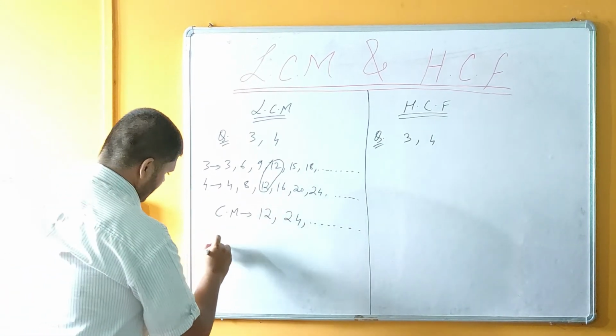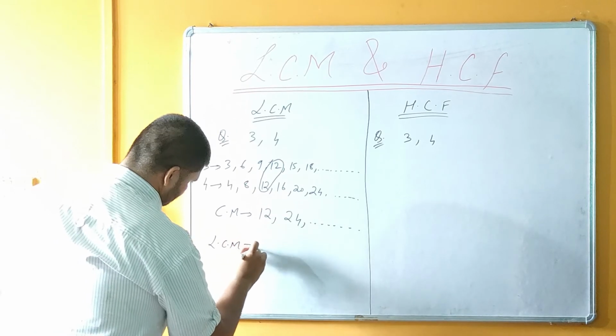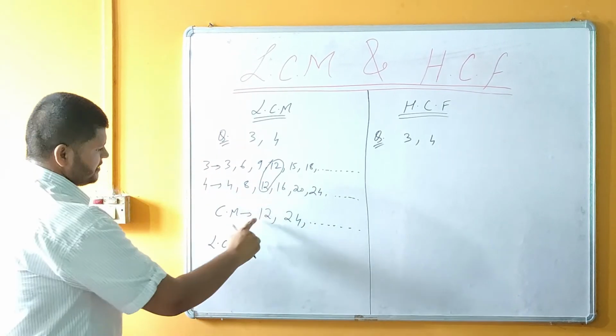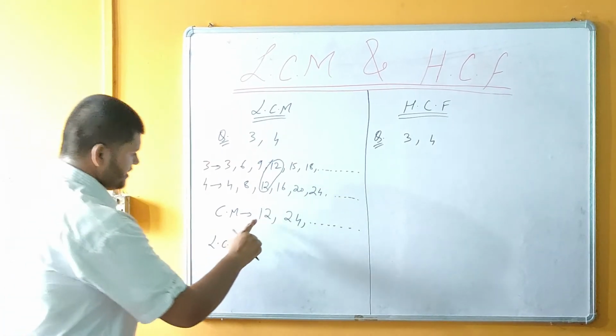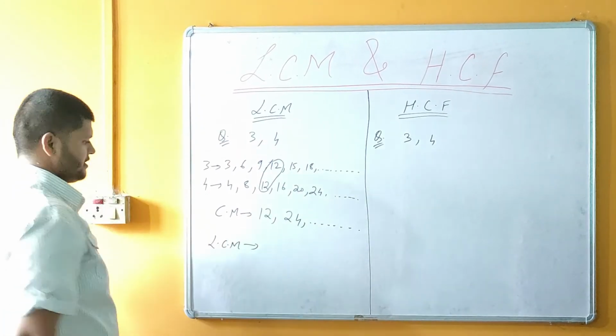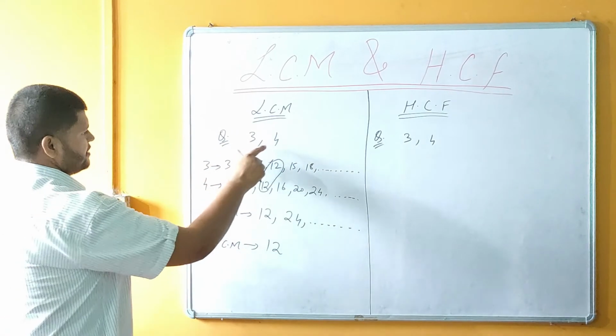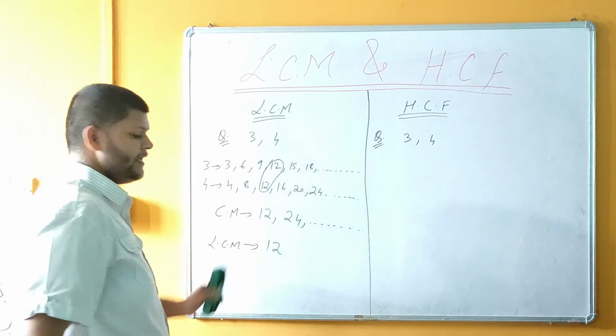So we have to find the lowest common multiple. We have found the common multiples between these two numbers, that is 12 and 24. Within this we have to see which one is the lowest. The lowest is 12, so 12 will be the answer for 3 and 4. We have found the LCM.